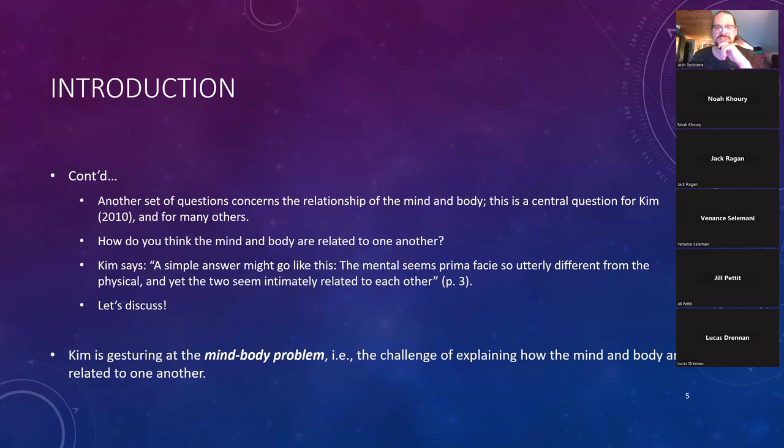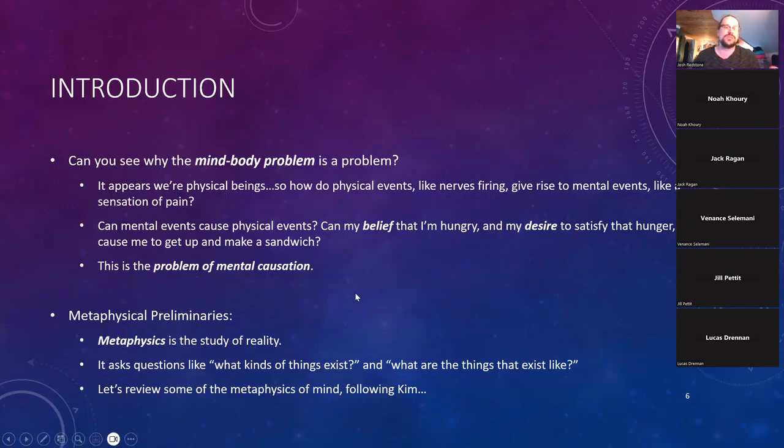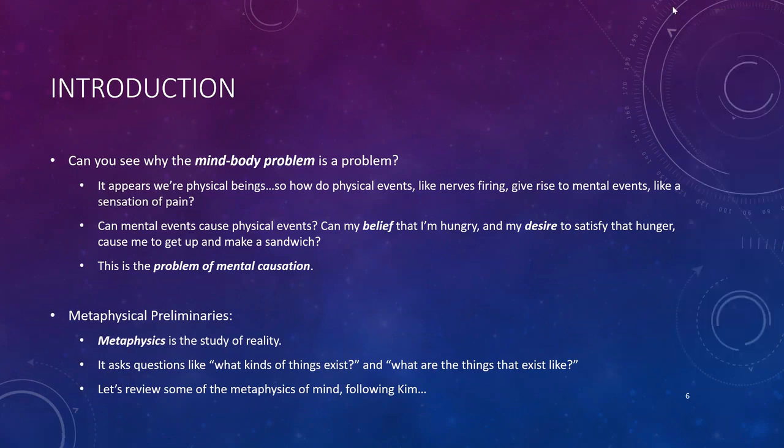So, Kim says that a simple answer might go like this: the mental seems prima facie so utterly different from the physical, and yet the two seem intimately related to each other. Yeah, I think we would all agree with that. That is the way it seems. They're so different, yet so integrated. So Kim is gesturing at the mind-body problem. That is the challenge of explaining how the mental is related to the physical. And I think you can see why this is a problem.